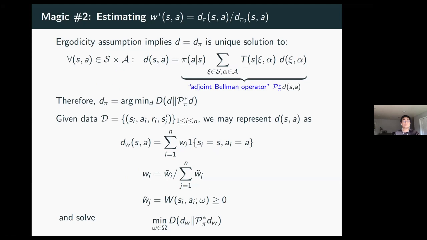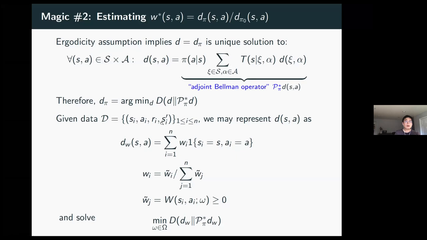Okay, so one way to solve this D is that we first need to represent D. And one way to represent it is to use this non-parametric way of representing D as an empirical distribution over the data. So now let's say you have a set of n transitions, SARS prime tuples.